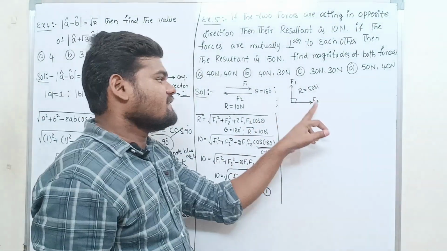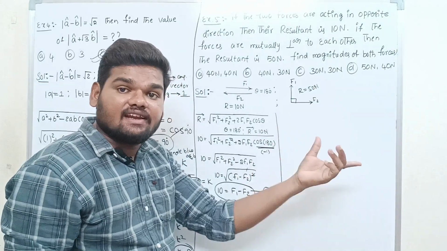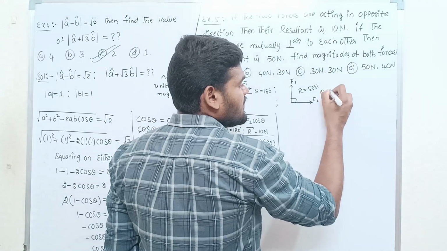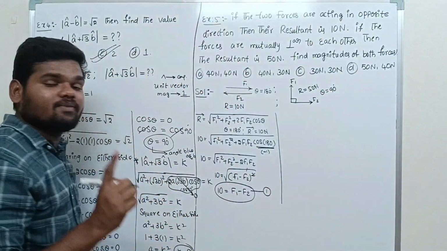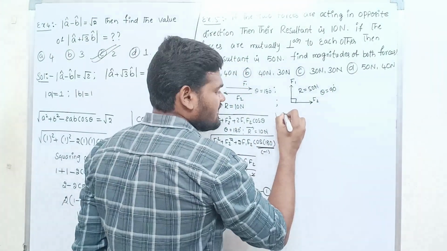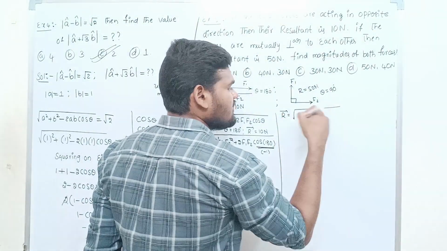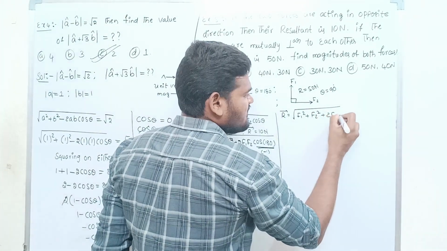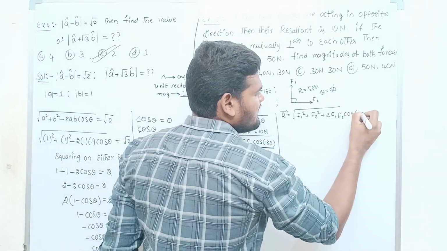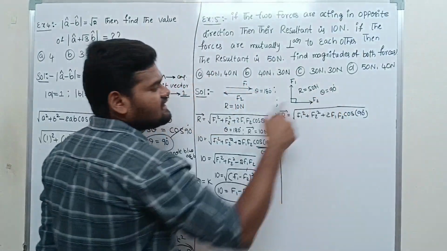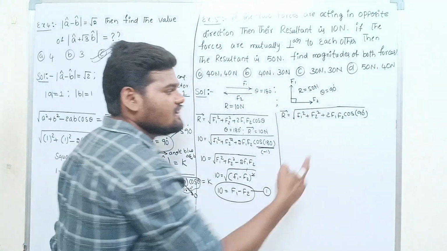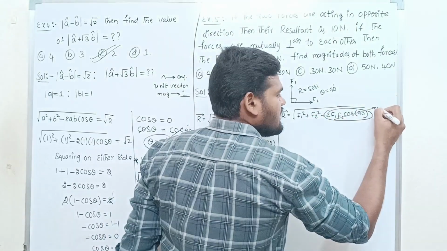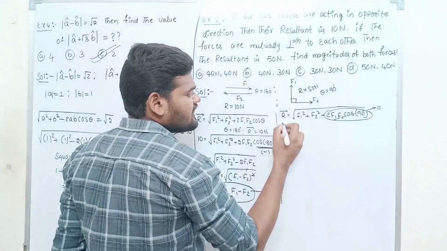So in the second case, the two forces F1 and F2 are perpendicular to each other and their resultant is given as 50 newtons. When the two vectors are perpendicular to each other, the angle between them is 90 degrees. And the resultant vector R bar is equal to the square root of A square plus B square plus 2AB cos theta. Theta is 90 degrees here. What is the value of cos 90? 0. 0 into something is 0. This overall term becomes 0.